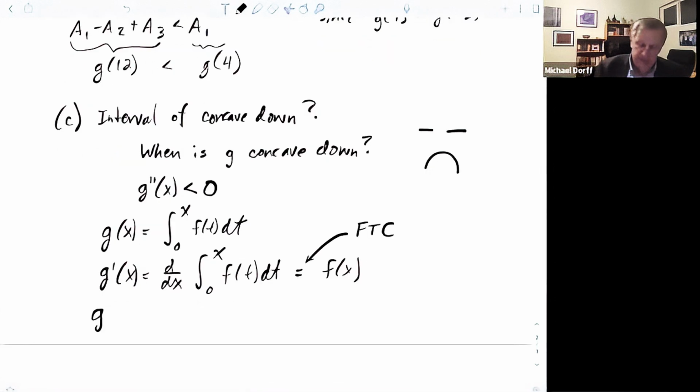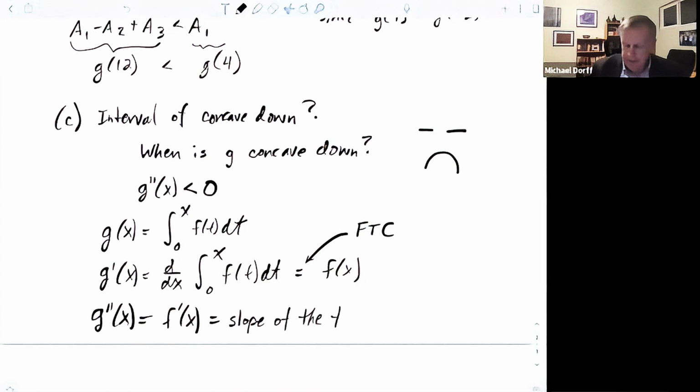So now I've got the first derivative, I need to get the second derivative. Well, the first derivative of g is f, so the second derivative of g is the derivative of f, or f prime. And what does the derivative of f mean in terms of my red curve? Well, that represents the slope of the tangent line to y equals f of t, which is the red curve.